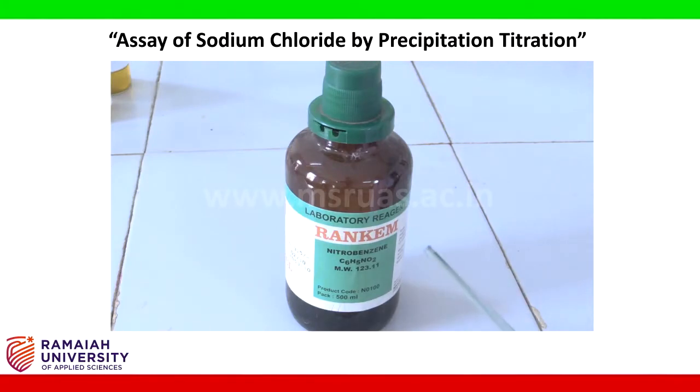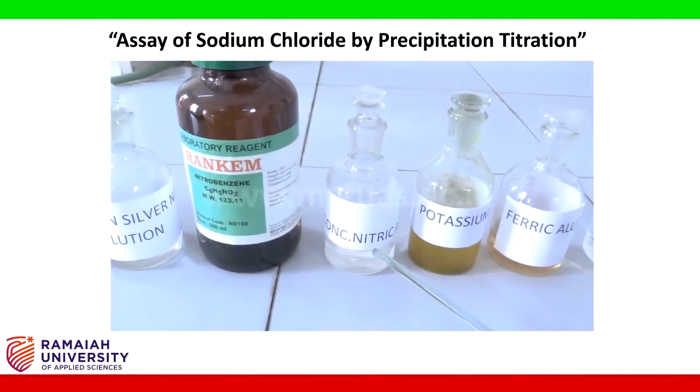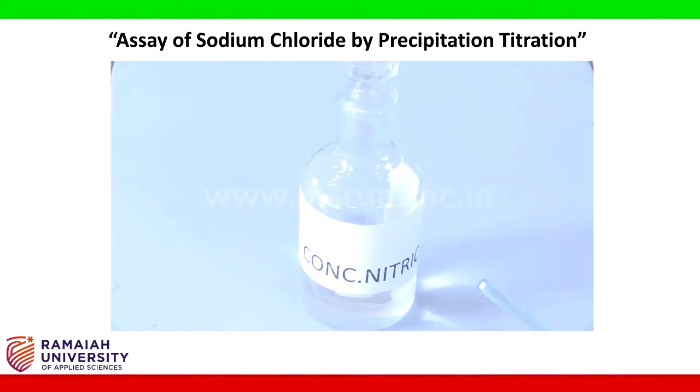Nitrobenzene is added in the assay of sodium chloride because the silver chloride formed will react with ammonium thiocyanate. To prevent this reaction, nitrobenzene is added and this will form an oily layer around silver chloride and prevents that reaction. Concentrated nitric acid is used in the assay of sodium chloride to maintain acidic medium.